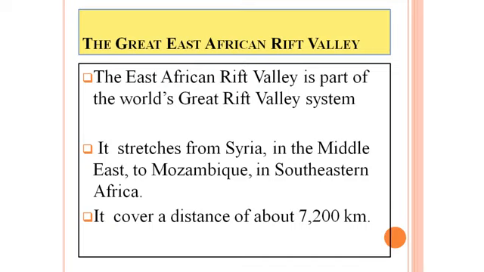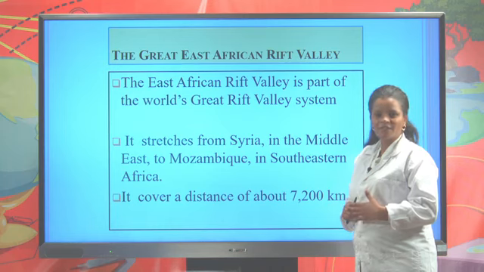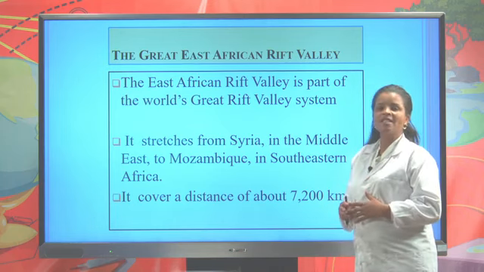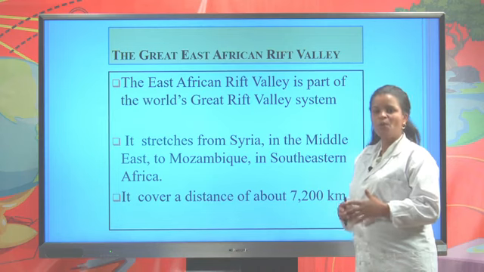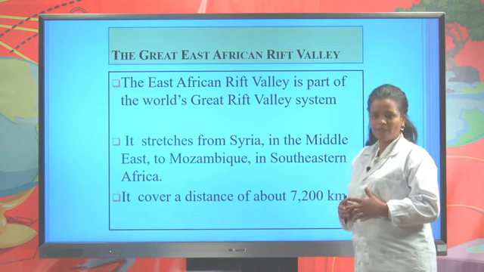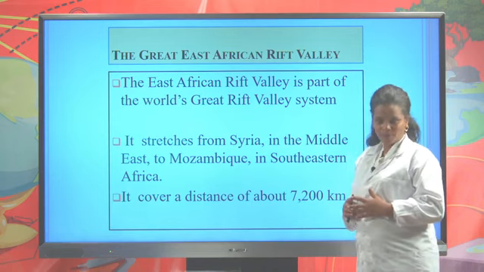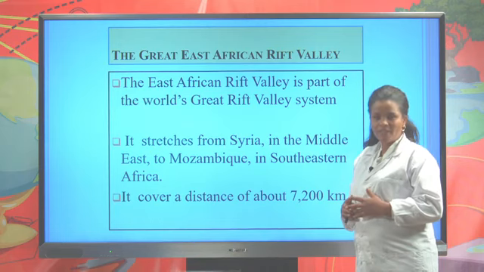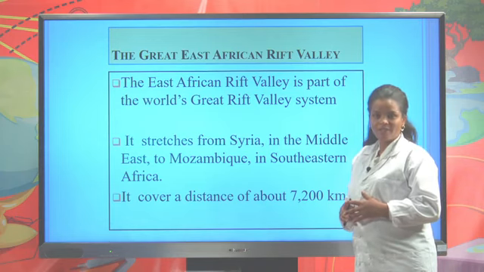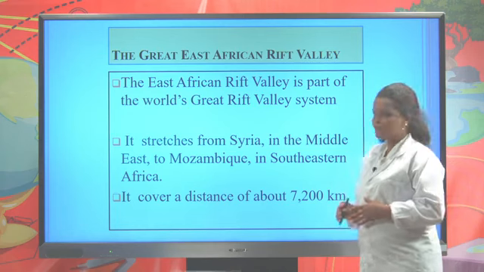Let's see the last relief feature of Africa, that is the Great East African Rift Valley. This Rift Valley was formed during the Tertiary period of the Cenozoic era. The East African Rift Valley is part of the world's Great Rift Valley system. It stretches from Syria in the Middle East to Mozambique in southeastern Africa. It covers a distance of about 7,200 kilometers. It touches 15 countries. For example, Ethiopia, Eritrea, Rwanda, and Burundi are touched by the Great East African Rift Valley.